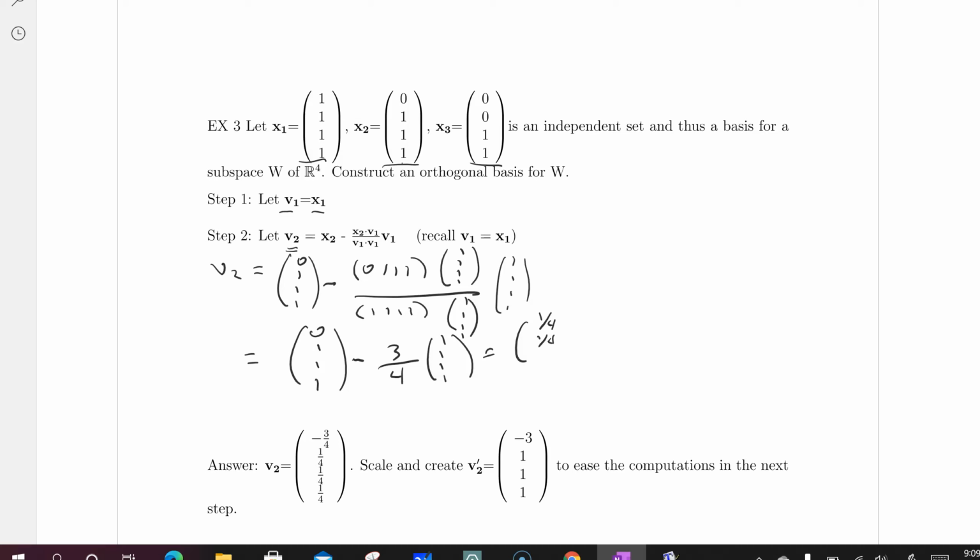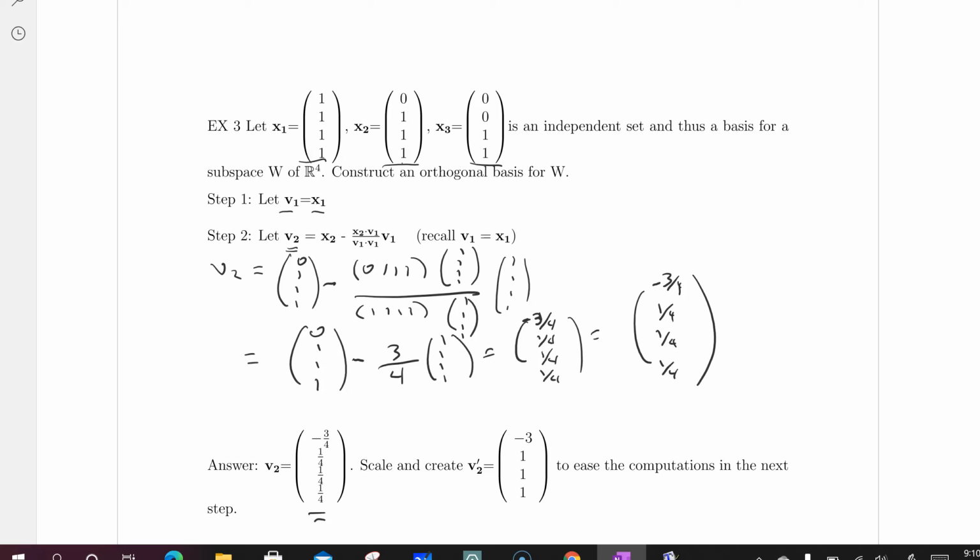Okay, so I get 0 minus 3/4, which is negative 3/4. 1 minus 3/4 is a 1/4. 1 minus 3/4 is a 1/4. And 1 minus 3/4 is a 1/4. Okay, so let me write that neater. I get a negative 3/4 for the first one, then 1/4, 1/4, 1/4. And there it is right there.